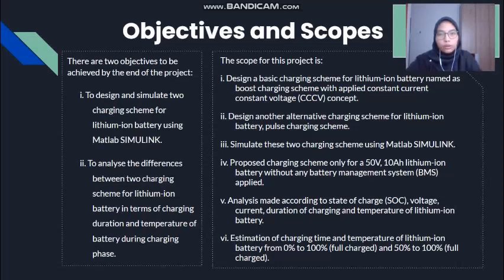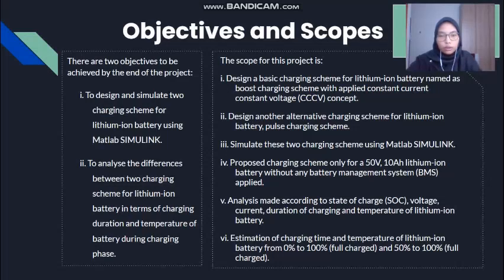The scope for this project: number 1, design a basic charging scheme for lithium-ion battery named boost charging scheme, applying the constant current, constant voltage concept. Number 2, design another alternative charging scheme for lithium-ion battery, which is the pulse charging scheme. The third one is to simulate these two charging schemes using MATLAB Simulink.